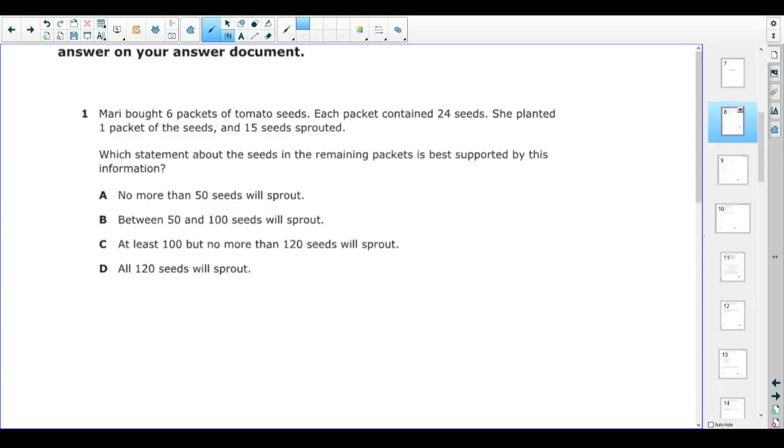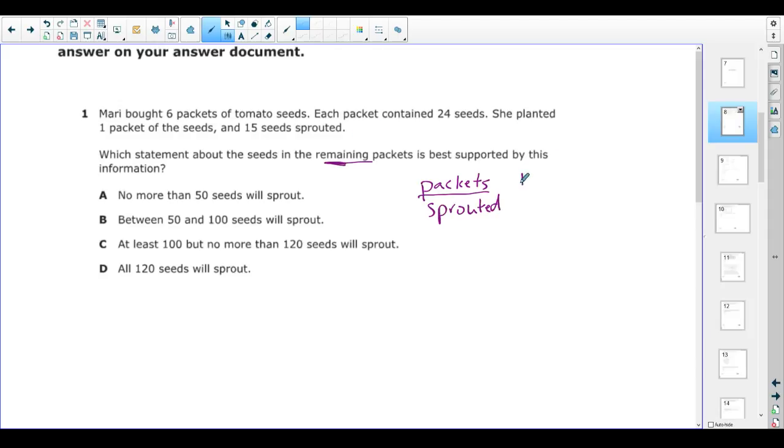Okay. Number 1, Mary bought 6 packets of tomato seeds. Each packet has 24 seeds. She planted 1, and 15 sprouted. Which statement about the remaining packets is best supported by this information? Okay, so we're comparing seeds that sprouted to packets. That's proportions. So you can say packets to seeds that sprouted.